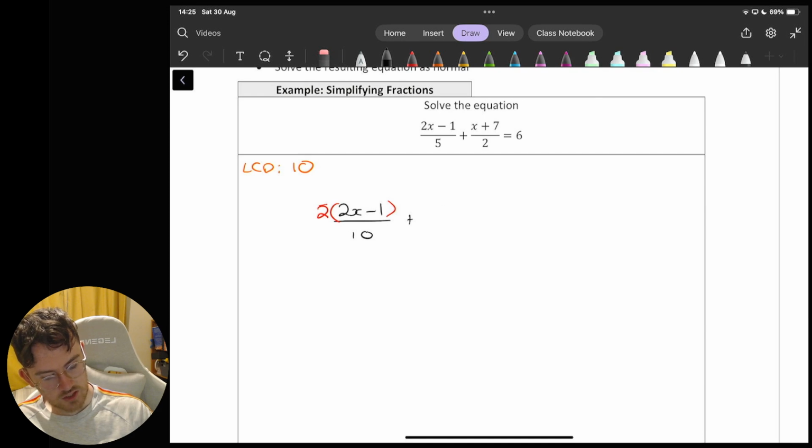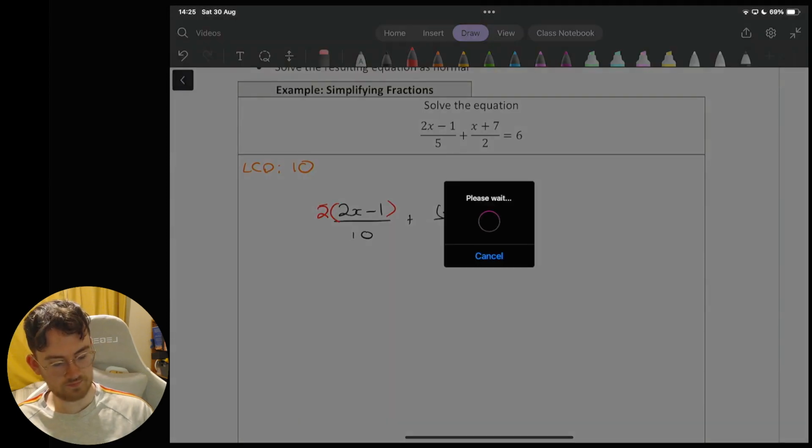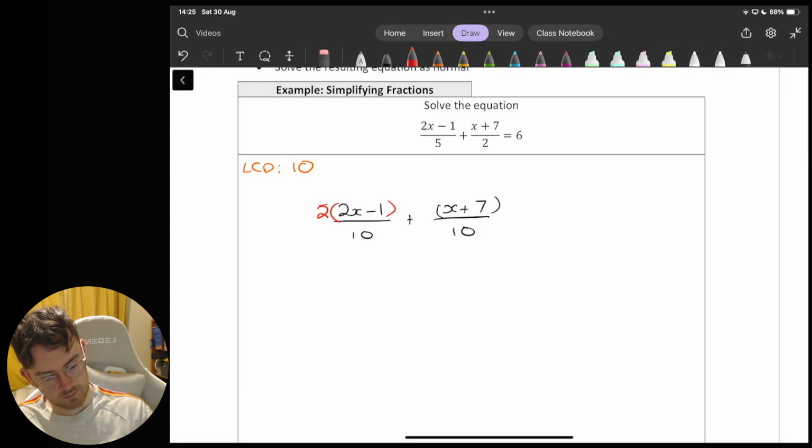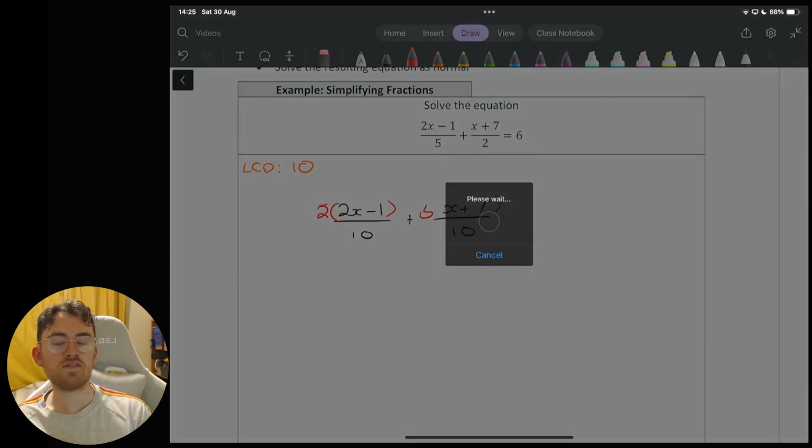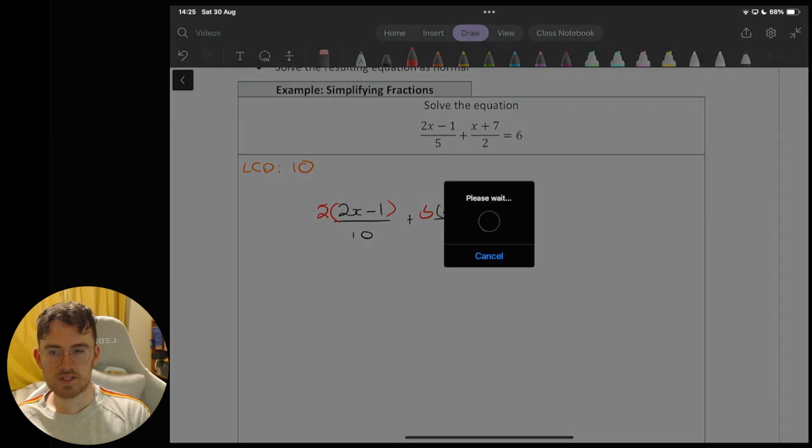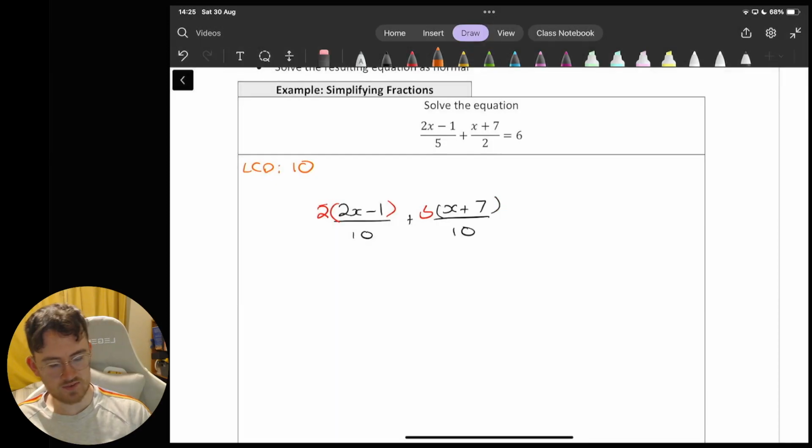For my other fraction, again, I want my denominator to be 10, but that means multiplying the top of this fraction by 5. So multiplying here by 5. Very important that we're fluent in combining our fractions here, and all of this comes from the previous video if you're unsure. I'm going to keep that 6 as is. I'm not going to touch that.